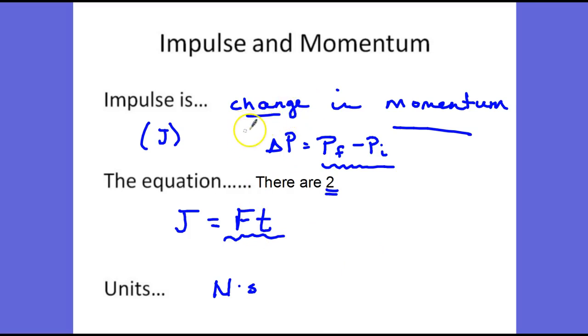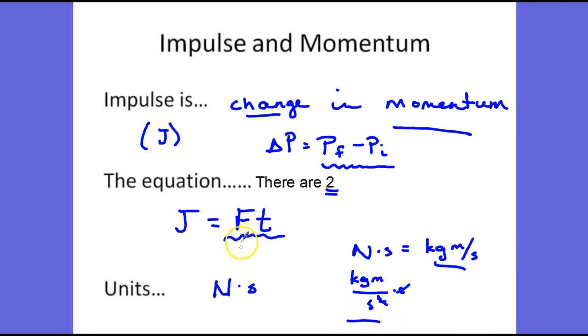Now, if impulse is a change in momentum, then the units have to be the same as momentum units, and a Newton second is equal to a kilogram meter per second. Remember, a Newton is a kilogram meter per second squared. And if I multiply that by seconds, that second cancels with one of those, and you can see it's a kilogram meters per second. But we use this unit for impulse, and we use this unit for momentum. I know that sounds silly, but that's just how we do it.